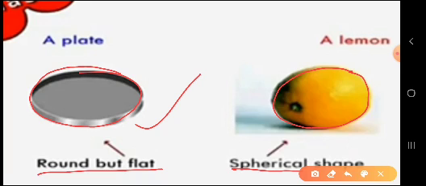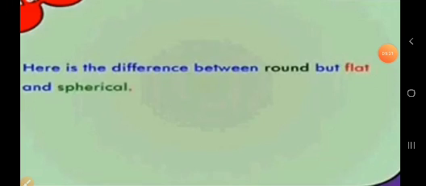So children, I hope by now you have understood what is round but flat and what is spherical. Similarly, children, the earth is also spherical. So the shape of the earth is spherical. I hope now you will not get confused. Let us see once again what is round and spherical.